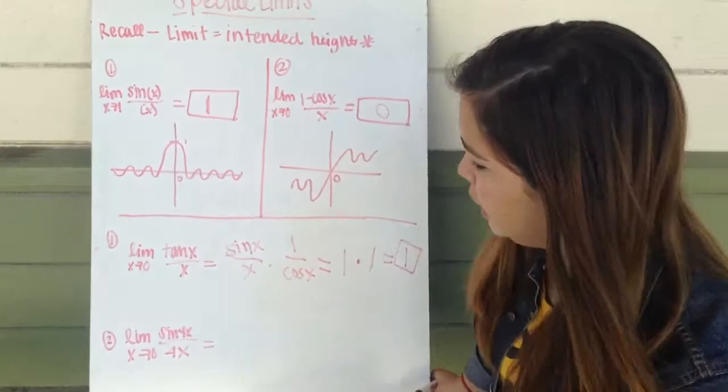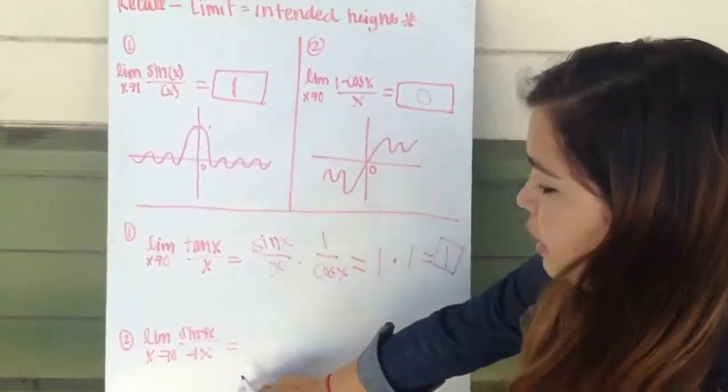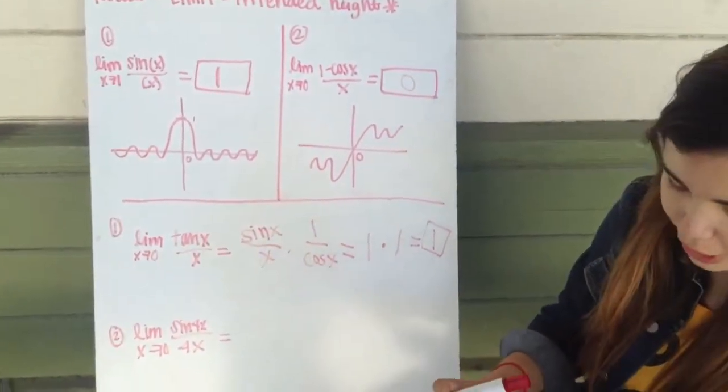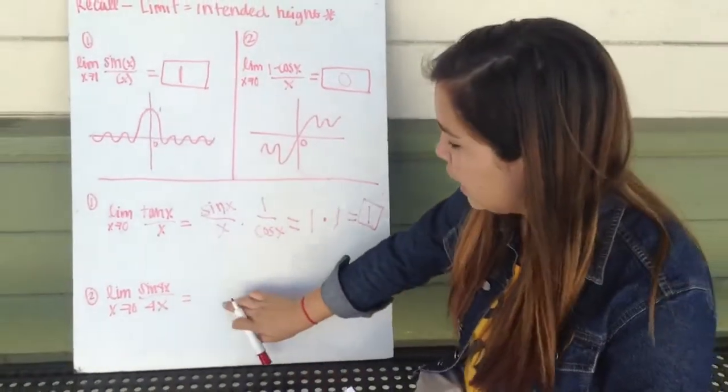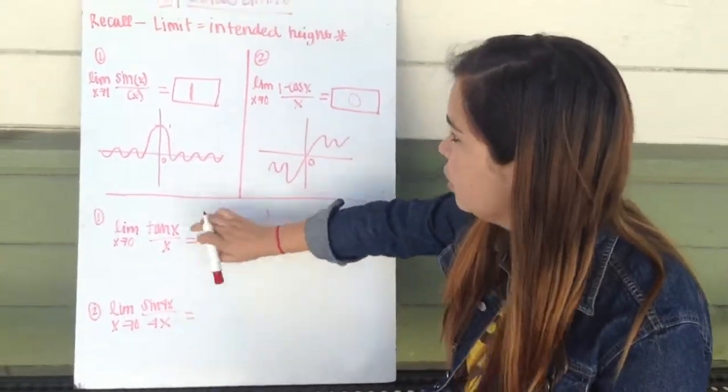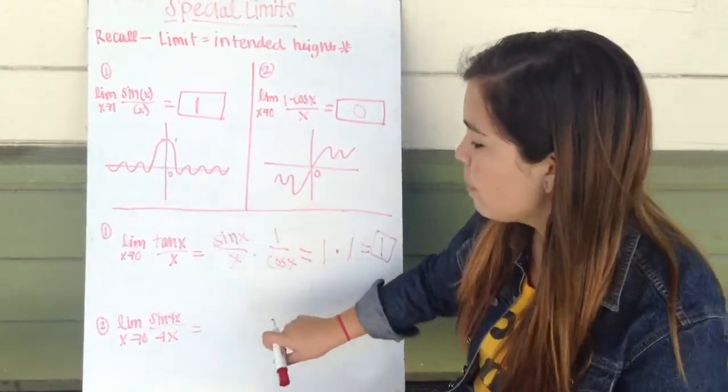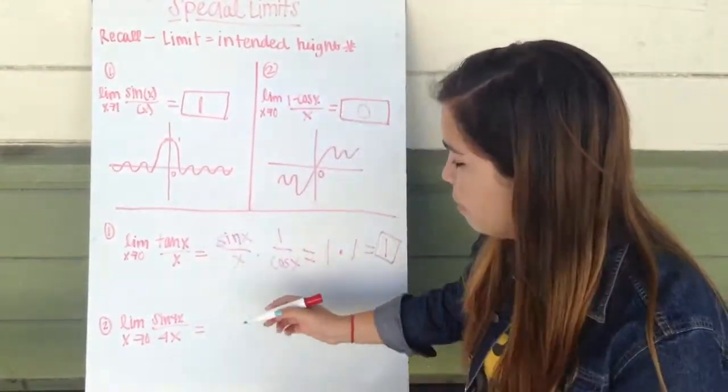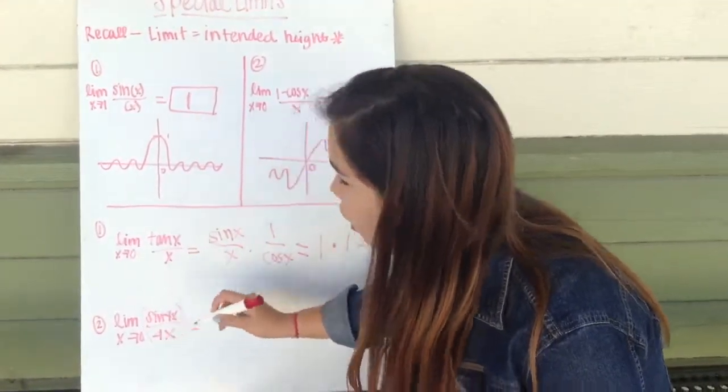The second example is the limit as x approaches 0 of sine of 4x over 4x. And we want to get this function to look like the original function. So what we're going to do is multiply by 4 on both sides.